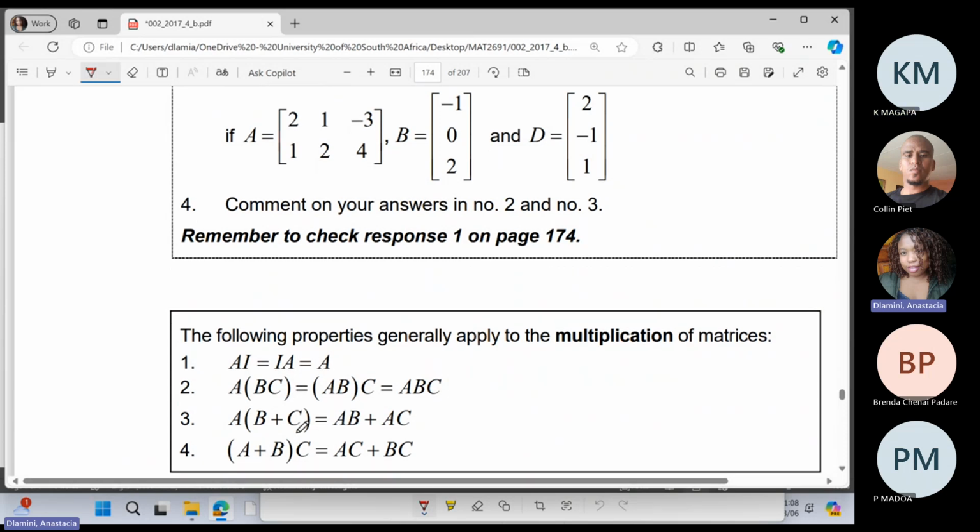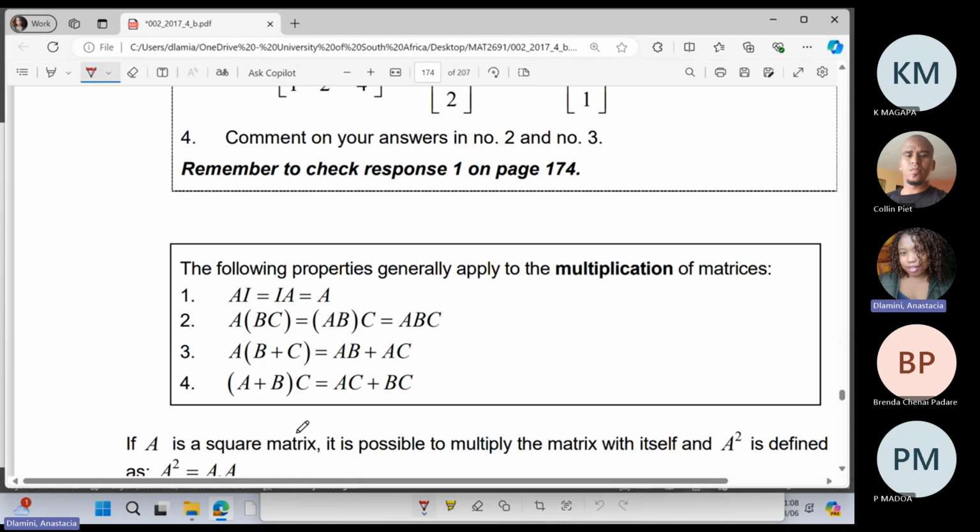So now the following properties generally apply to the multiplication of matrices. The reason why they put these small properties is because they are things that you will need. You will see as you start programming, guys. As you start going up, you have to use your Python, your C++, your MATLAB, and deal with matrices. You'll see the importance of these properties.